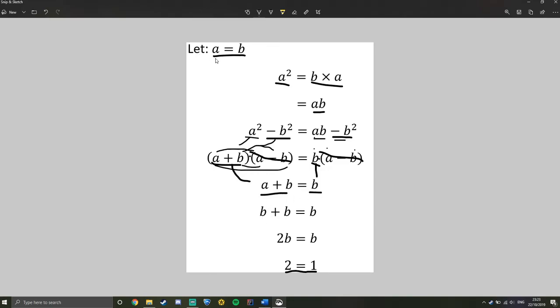And remember how I said a equals b at the start? That means they're switchable for one another. Which means that I can make it so that b plus b equals b. 2 sets of b equal 1b. So if we divide this entire thing by b, it means that 2 equals 1. And that's it. That's all I wanted this video for.